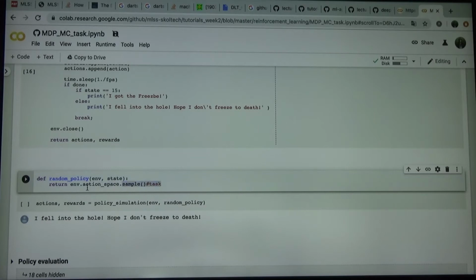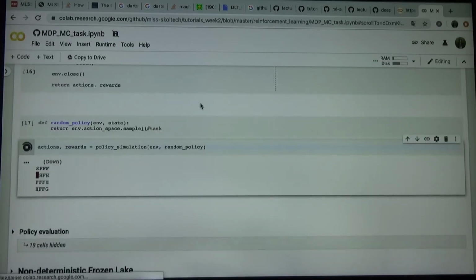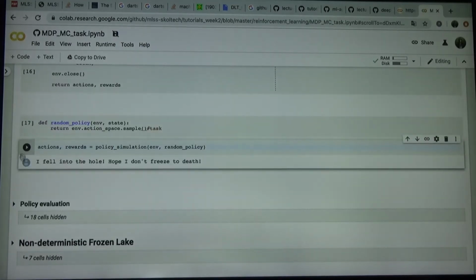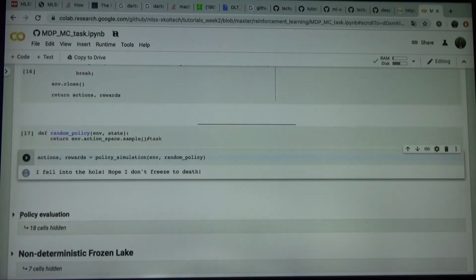We are getting some action space from our environment, and we are just going to sample it randomly. So you can see that our agent tried to do something, but it failed, which was expected. So let's try to do something smarter than that, right? Let's try to find some policy that will solve this problem. Let's do some artificial intelligence here.